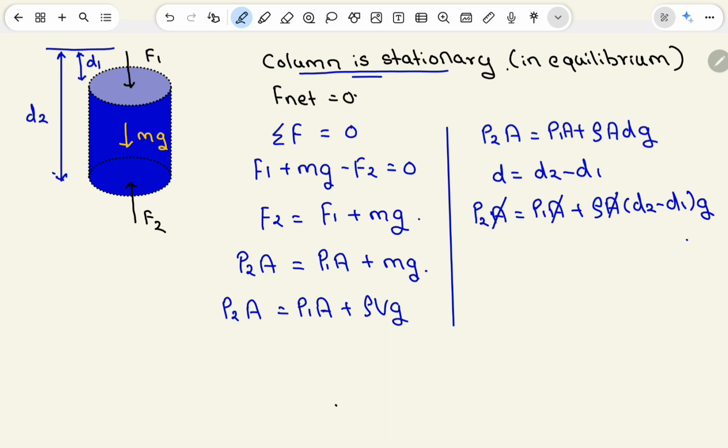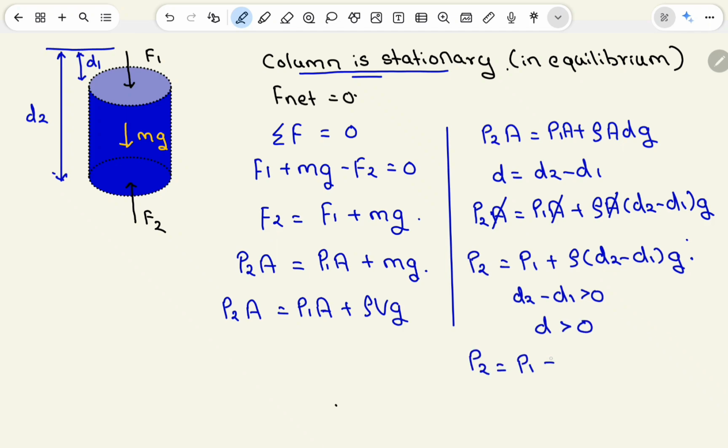A gets cancelled from all the places, and finally what we have is P2 is equal to P1 plus rho (D2 minus D1) into G, and D2 minus D1 is greater than 0, and we write D2 minus D1 as D, therefore D is greater than 0. Finally what we have is P2 is equal to P1 plus rho G D, and since D is greater than 0, we can write down P2 is greater than P1. Thus it can be clearly seen that as we go to the depths of the fluid, the pressure is going to increase.